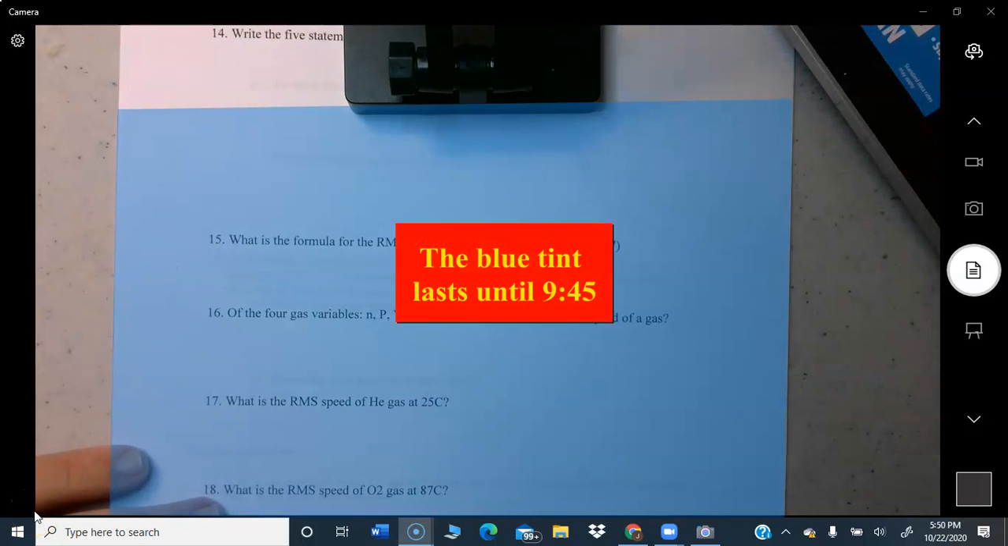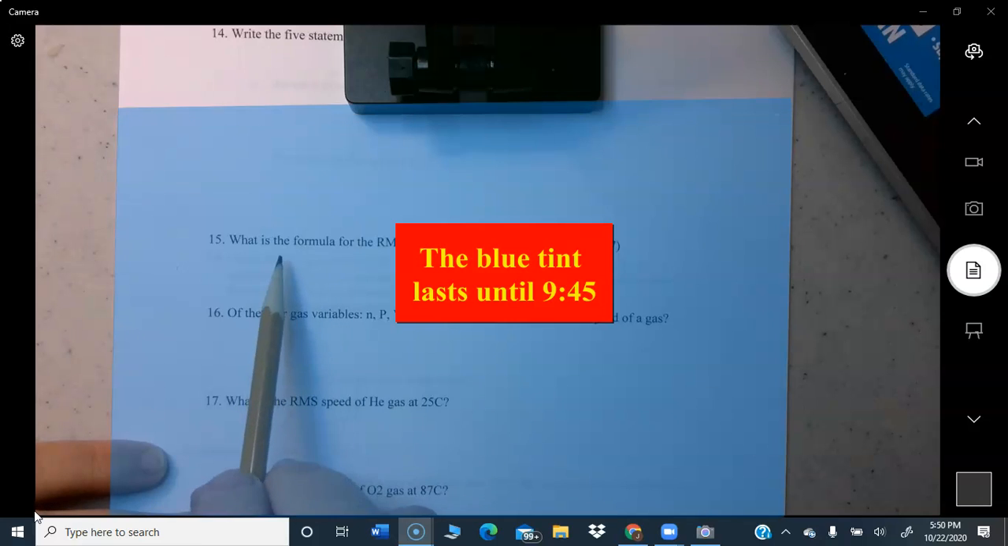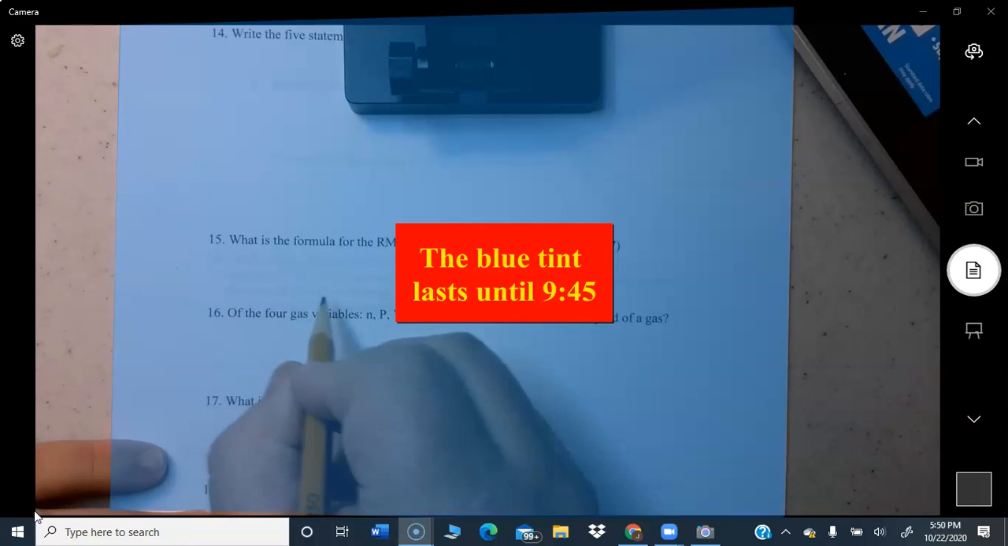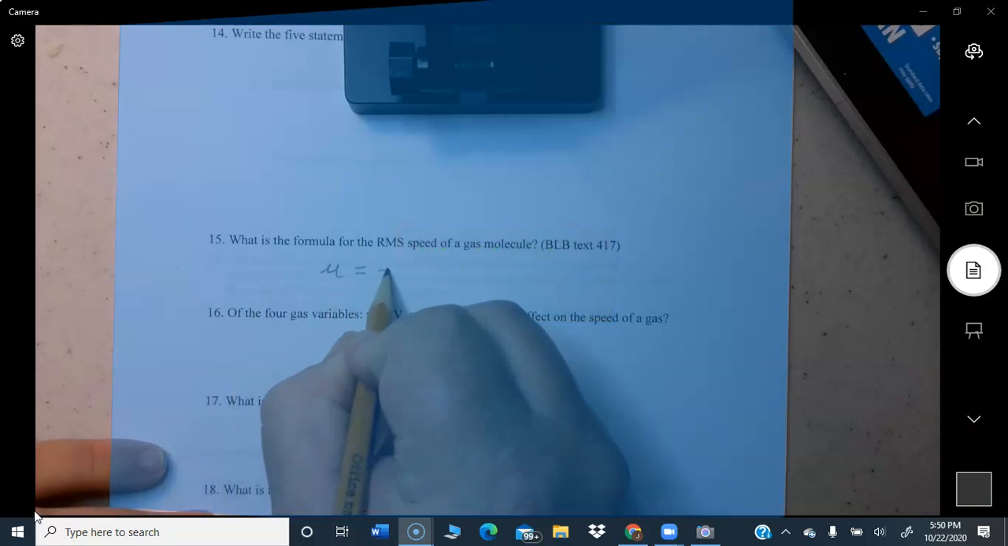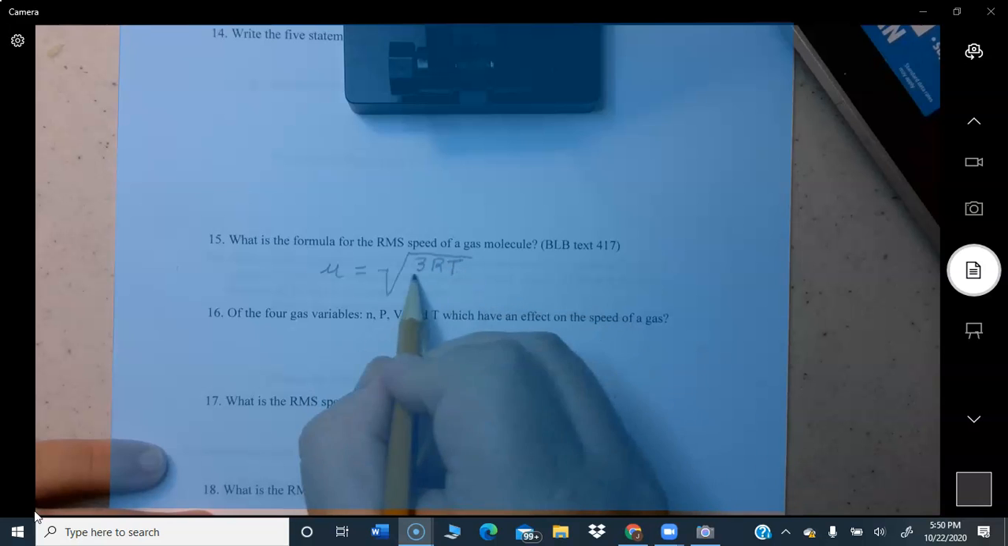All right, we're going to continue with the answers for the day 35-36 video. So the next question up is, what is the formula for RMS speed of a gas molecule? The answer to that is U equals the square root of 3RT over molar mass.